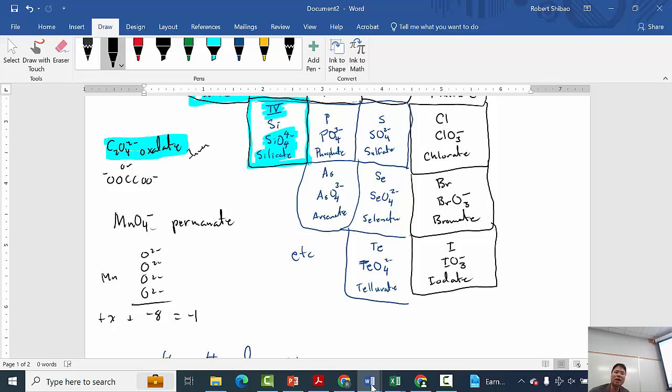So what does X have to be? 7. And so it's maxed out. What is the Roman numeral group manganese is in? 7. It's in group 7. So if you remember manganese is 7, oxygens are -2, then the charge on permanganate is -1. And so that's one way you can remember it on a semi-theoretical basis.